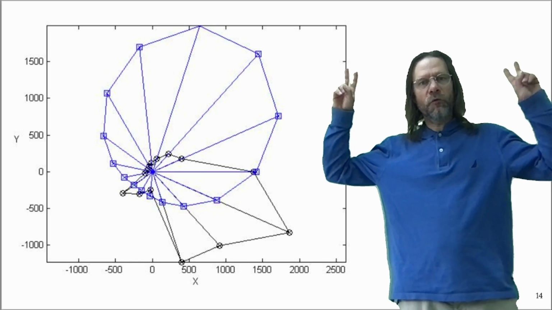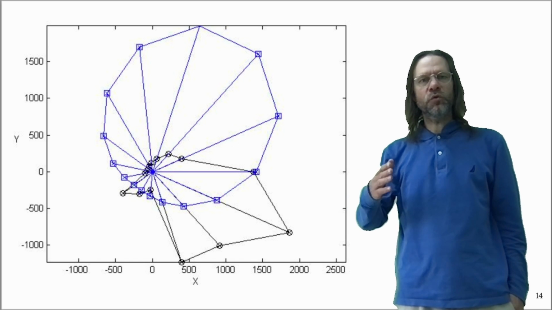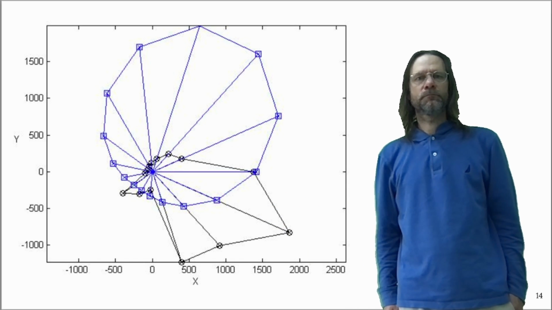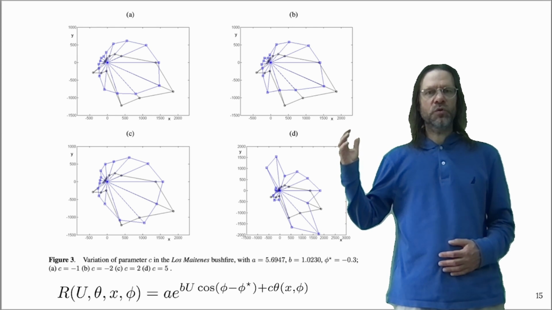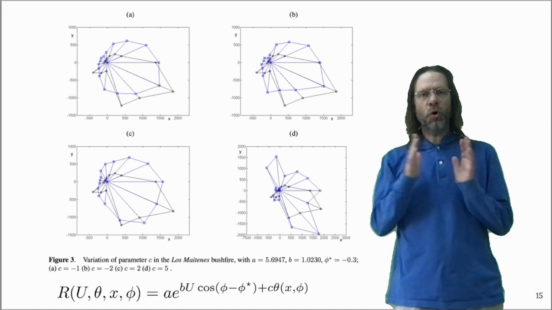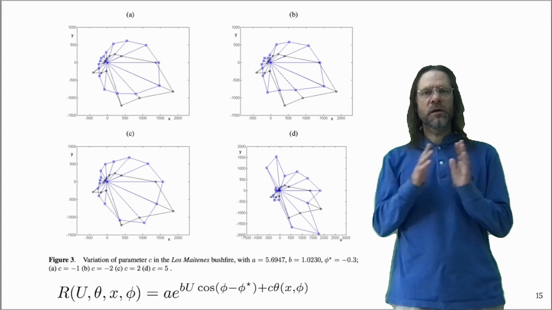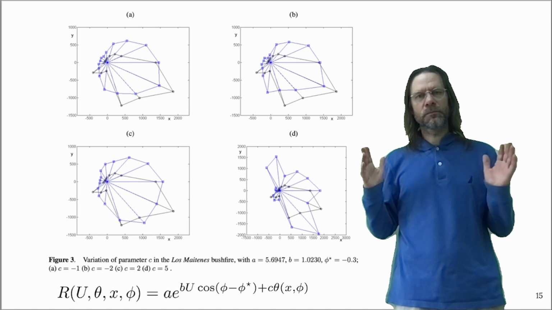Or assume a wrong wind direction that does not correspond to the data. Or playing with the parameter C that controls the effect of the slope. Small values underestimate the effect, large values overestimate it.